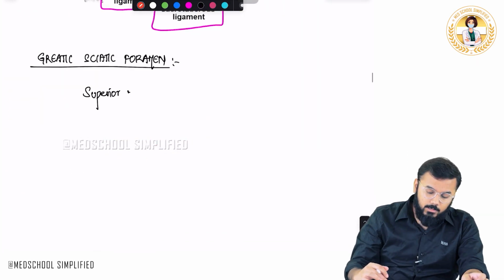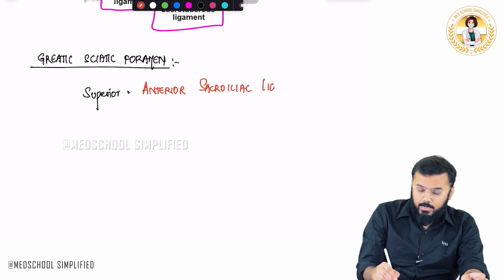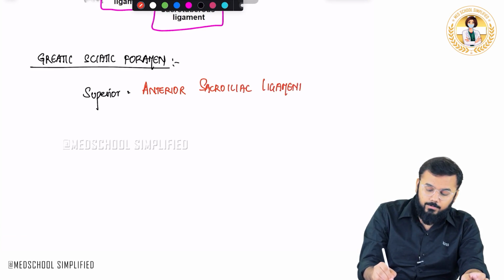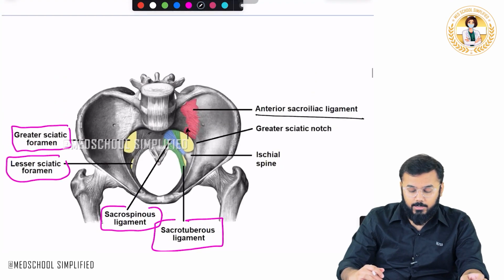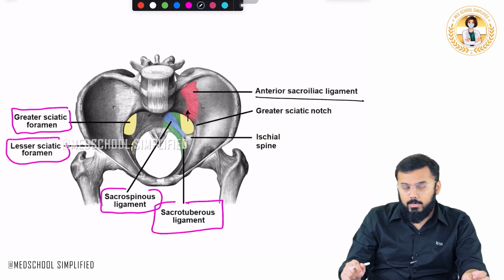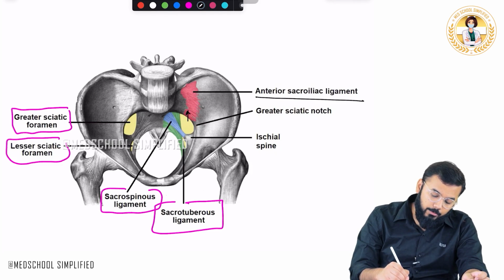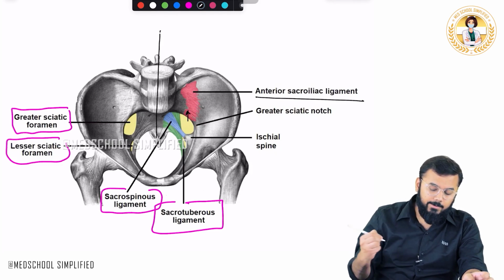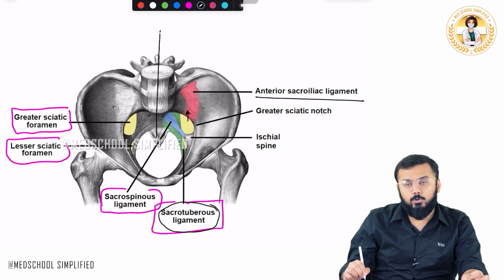Okay, so the superior border is formed by the anterior sacroiliac ligament. After that, what is the next border? The next border is the posteromedial border. Posteromedial in the sense, if that is superior, medially means towards the midline, right? So posteromedially you have this particular ligament called the sacrotuberous ligament.